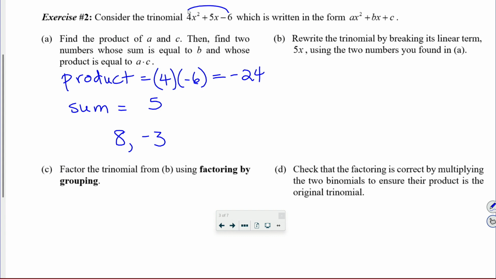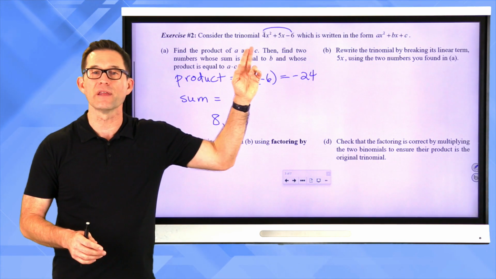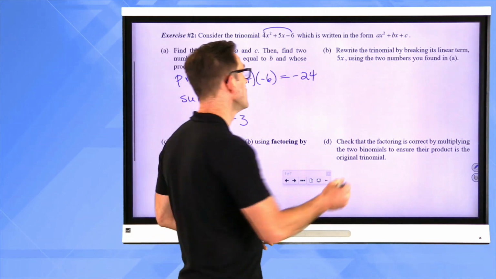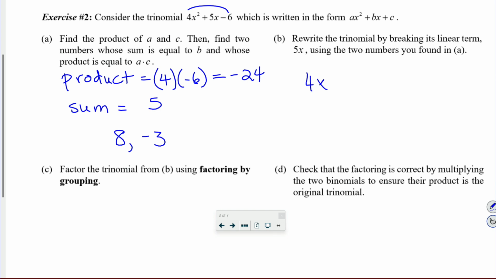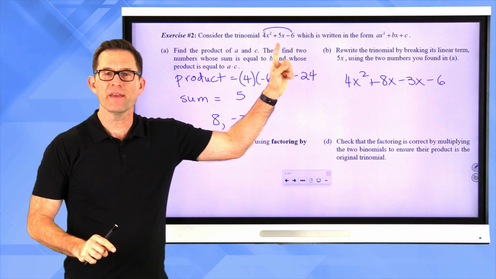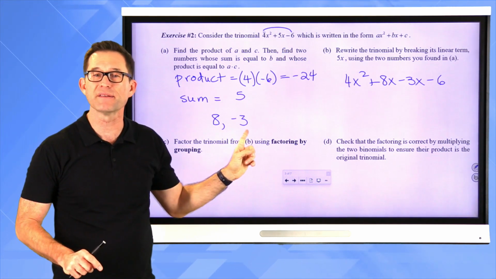Rewrite the trinomial by breaking its linear term, 5x, using the two numbers you found in A. In other words, we're going to creatively rewrite this trinomial as an equivalent expression by writing it as 4x squared plus 8x minus 3x minus 6. All I've done is taken the 5x and rewritten it as 8x minus 3x.